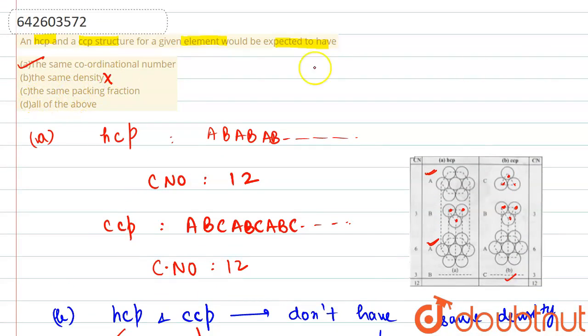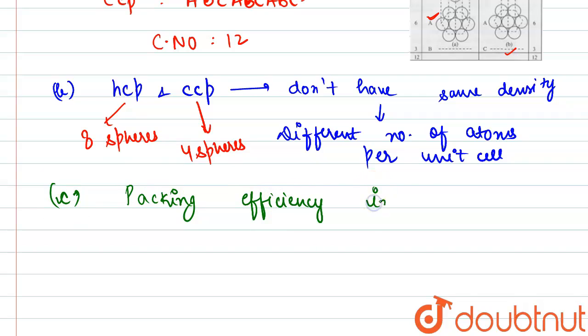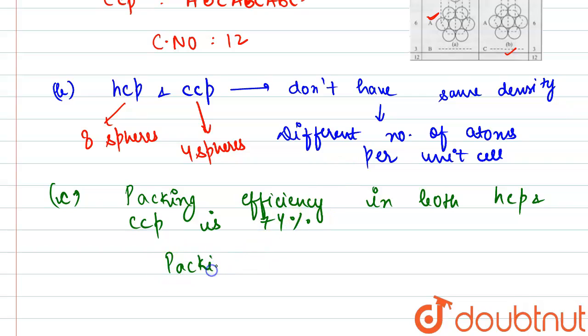The third part is saying that they have the same packing fraction. Now this is right because both CCP and HCP actually have the same packing fraction. Okay, that is the packing efficiency, or we can say fraction, in both HCP and CCP is 74%.